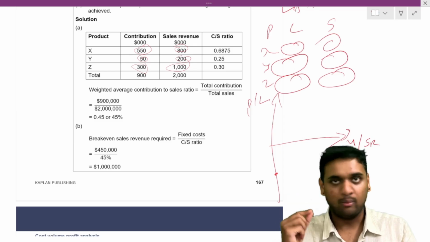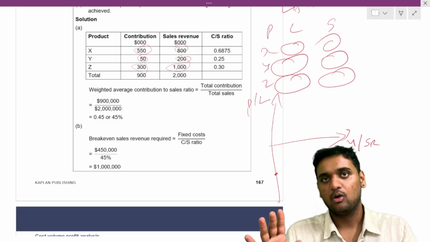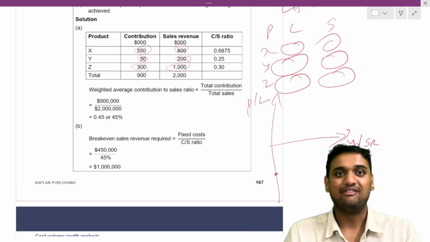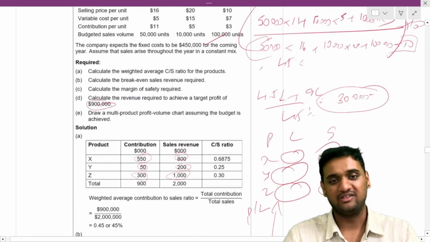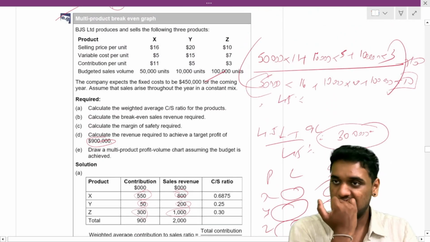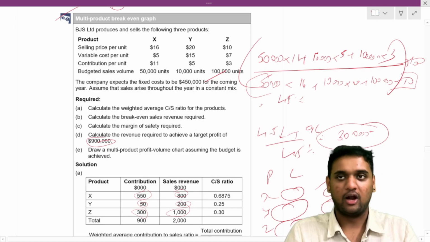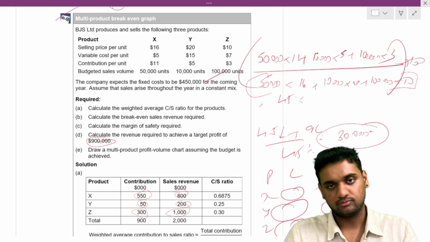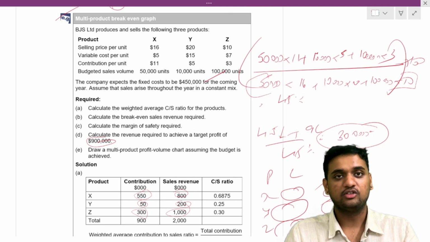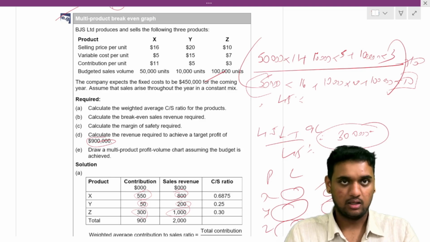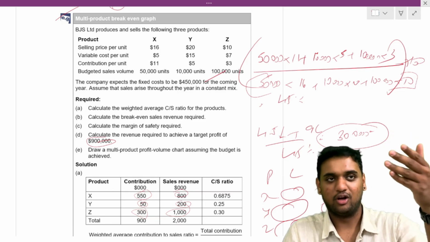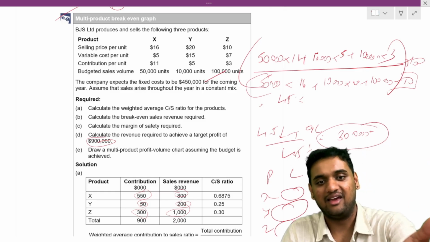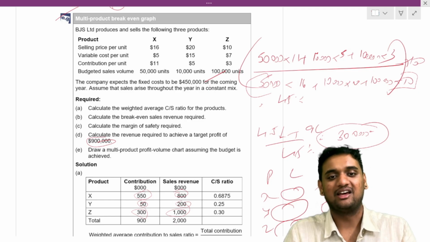Second, which product has the highest CS ratio? First, we have to find one more point. To find one more point, we will assume how much our profit or loss will be if we sell only X. How will we find profit or loss? Sales minus variable cost is contribution, contribution minus fixed cost is profit. Contribution they directly gave us. How much is the contribution of X? 11. How many units of X are we selling?